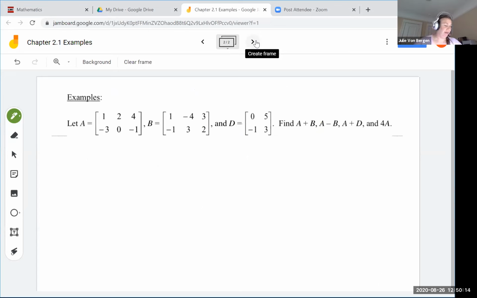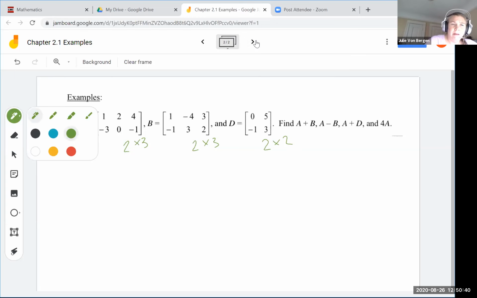So I've constructed matrices A and B here for us to work with, and a third matrix D. A is a 2 by 3 matrix because it has 2 rows and 3 columns. B is a 2 by 3 matrix because it also has 2 rows and 3 columns. And D is a 2 by 2 matrix because it has 2 rows and 2 columns. So let's go ahead and calculate A plus B.